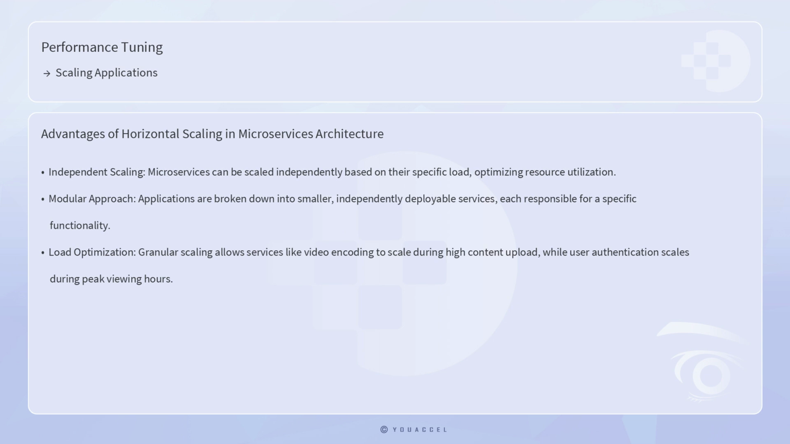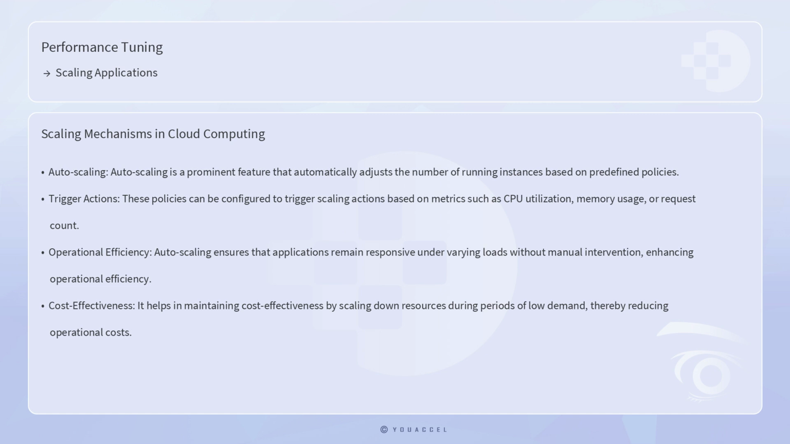For example, an online video streaming service might need to scale its video encoding microservice during periods of high content upload, while its user authentication microservice might require scaling during peak viewing hours. This granularity in scaling helps optimize performance and cost efficiency. Cloud providers offer various scaling mechanisms to facilitate both vertical and horizontal scaling.